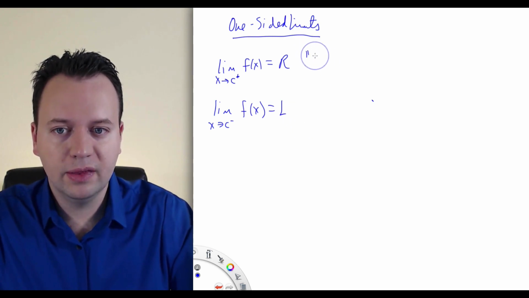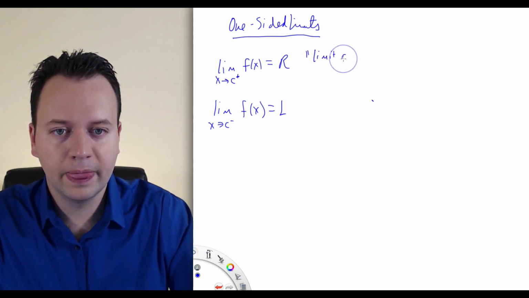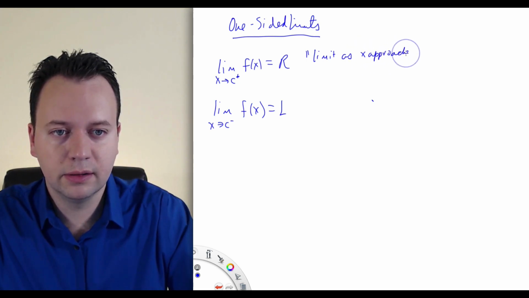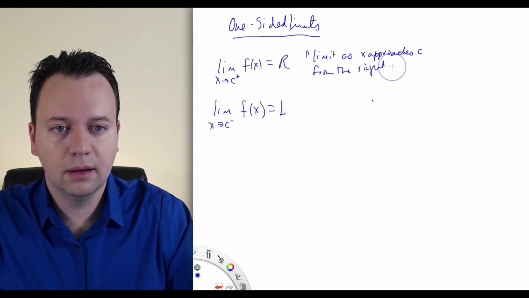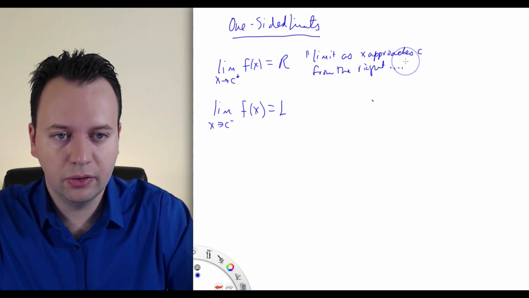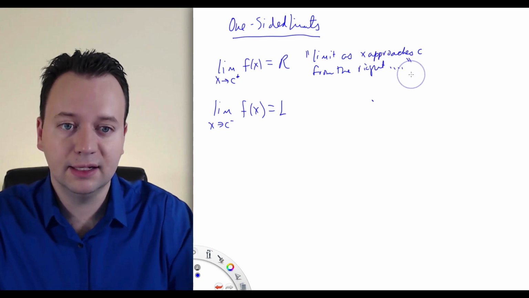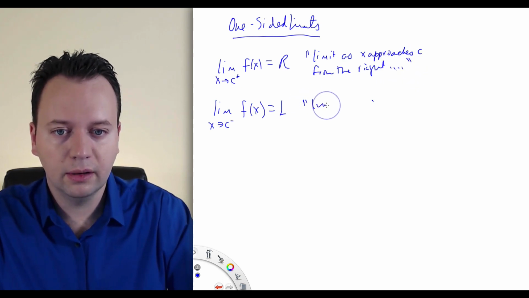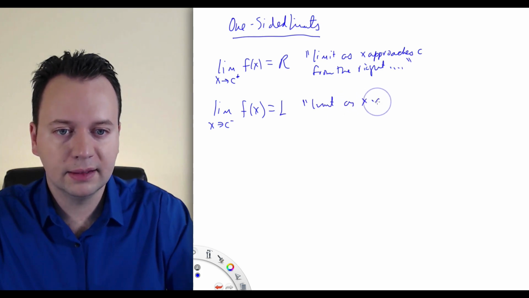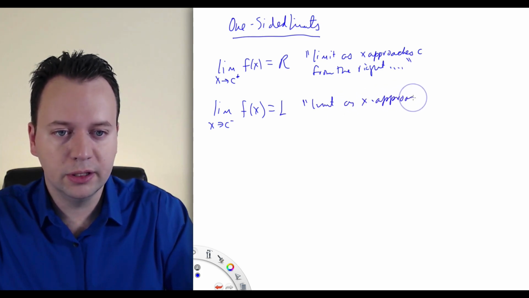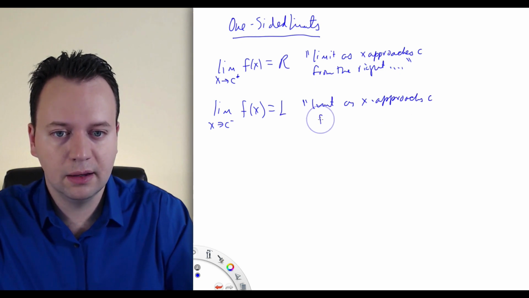And so we would read this, the limit as x approaches c from the right of f of x is equal to R, or the limit as x approaches c from the left.